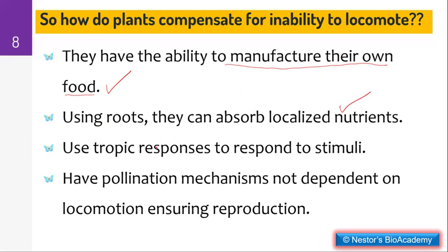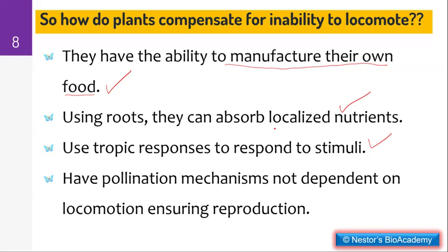And of course, plants also have tropic responses, which they use to respond to stimuli. From what we learned in the previous topic, through tropic responses, plants are able to bend their parts and curve away from harmful stimuli or towards favorable stimuli. That way they don't necessarily need to locomote to respond effectively to the environment.